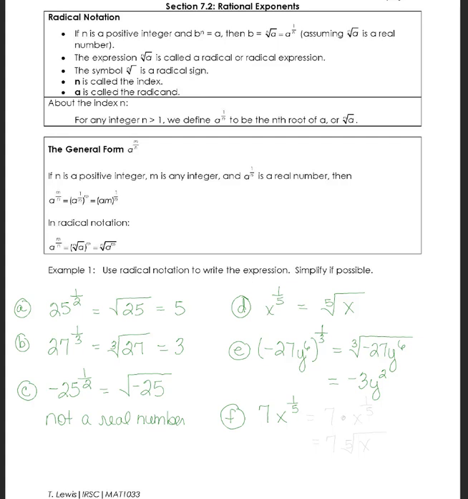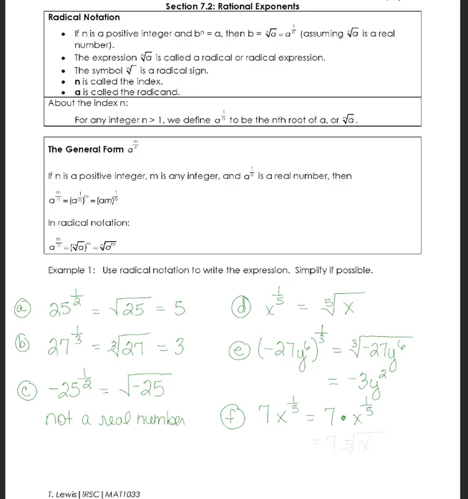Okay. Now, this is a good one, letter F. And this will be our last example for the day. 7x to the 1/5 power. So my question to you is, what is being raised to the 1/5 power? The 7, the x, or both 7 and x? The x. Just the x. You're saying 7 times x to the 1/5 power.